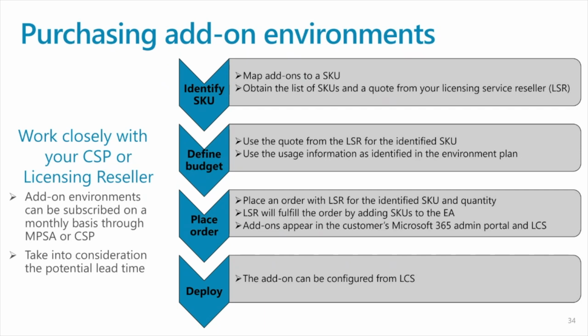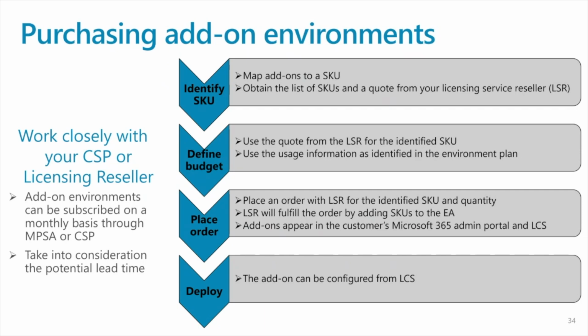And those add-ons will appear inside of your Microsoft 365 admin portal and inside of your LCS project. Once those licenses appear inside of LCS and the order is fulfilled, then you will have the ability to go ahead and deploy. And those add-ons are configured directly from LCS. If you don't have an Azure subscription, of course, you'll need to add that Azure subscription and link it to your LCS first. And we do recommend that you work closely with your CSP or your licensing reseller.